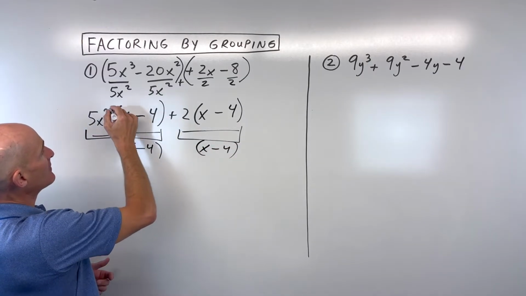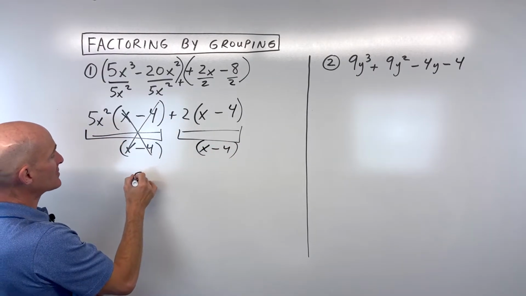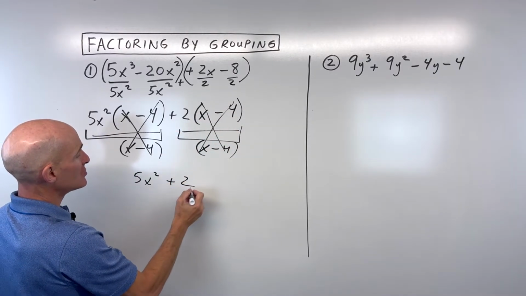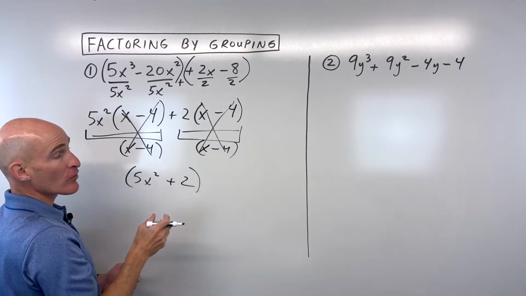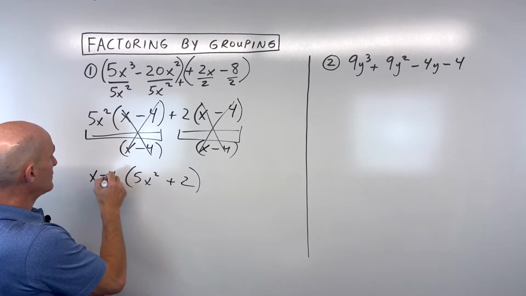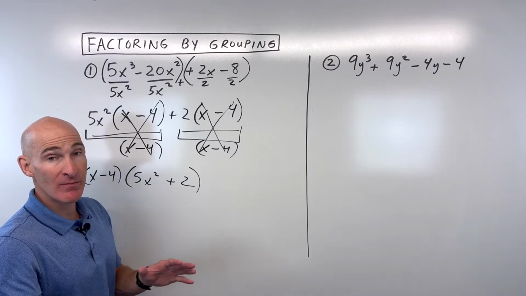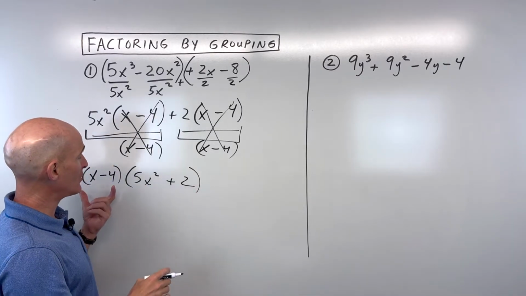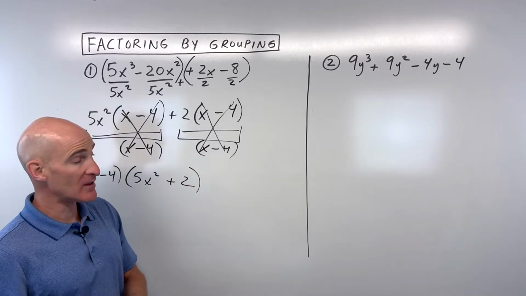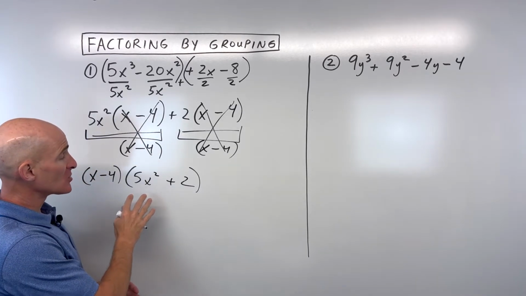Now when we do that, you're left with 5x squared. Here we're left with 2. And then this x minus 4 that we're factoring out, we're going to put that in front, or you could put it behind. It doesn't matter because multiplication is commutative, but I usually put it in front. And you want to look at this and see if you can factor further, but in this case it doesn't look like we can, so this is fully factored.